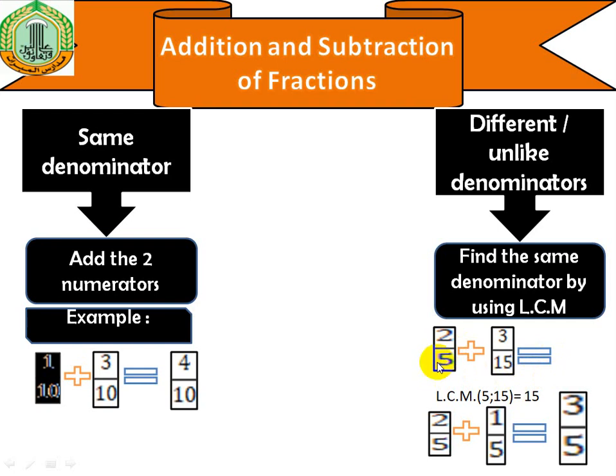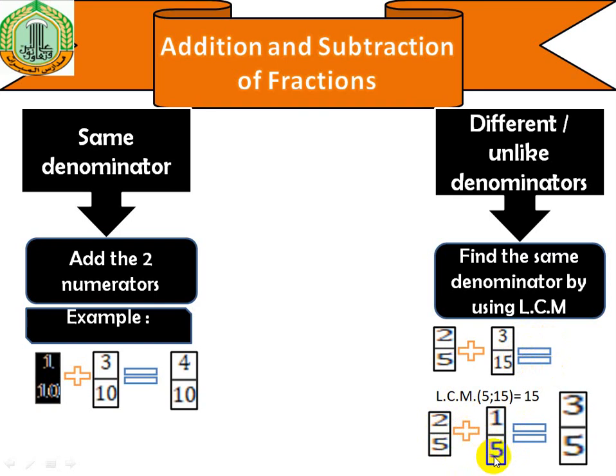Or we can simplify one of the fractions so that we will have the same denominator as we did here. 2 over 5, we kept it the same, plus 3 over 15, we can simplify it into 1 over 5. 3 divided by 3 is equal to 1. 15 divided by 3 is equal to 5. So in this case, we had a common factor between 3 and 15, and we got the simplest form of the fraction.